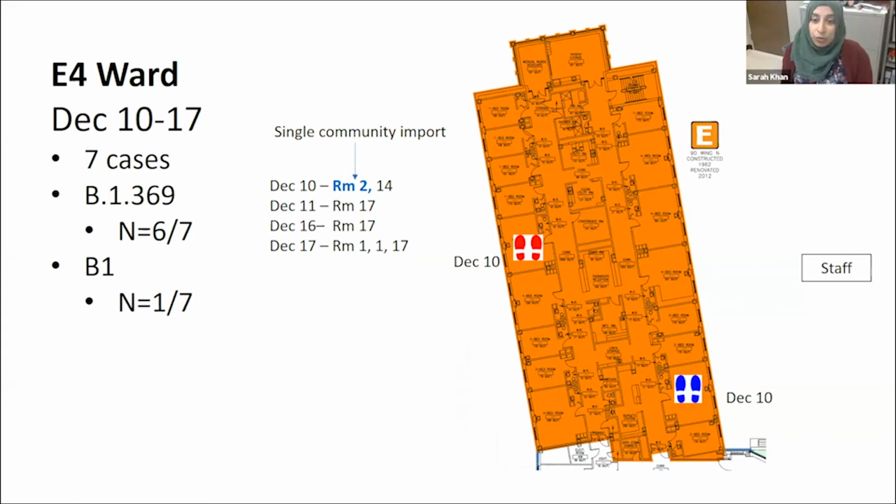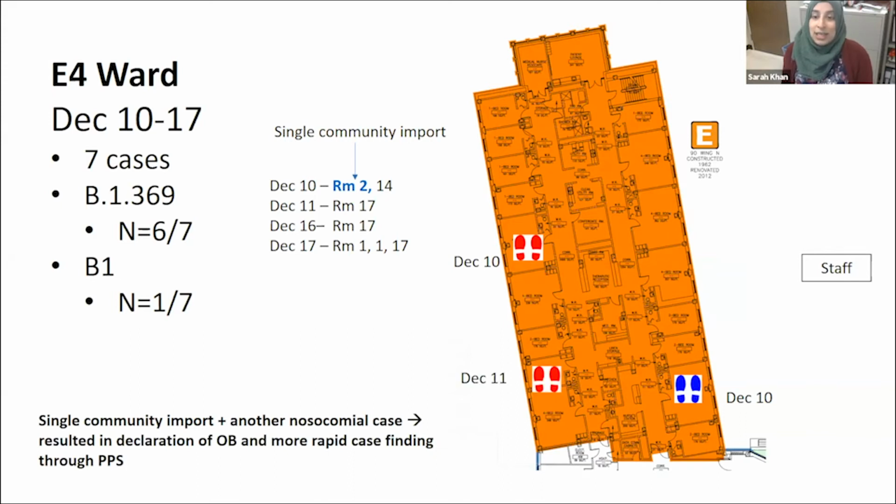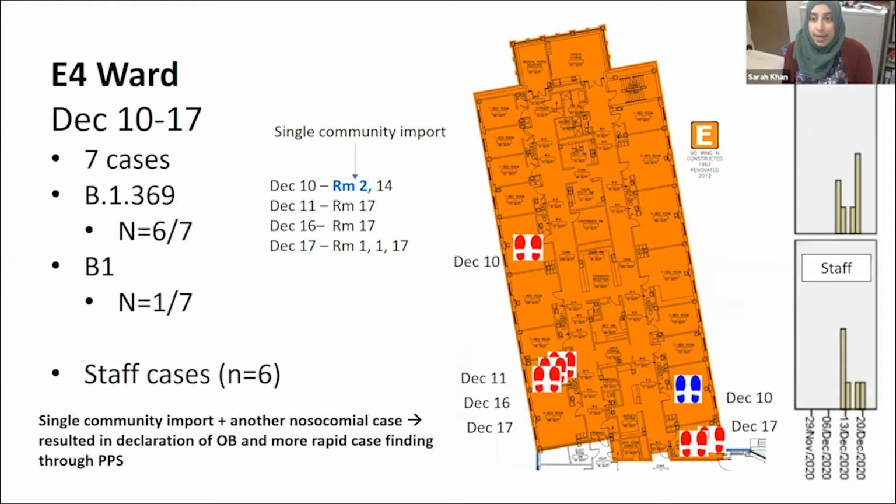But because we found 2 cases and we don't have sequencing data up front, we declare an outbreak. And that allows us likely to catch the subsequent cases faster because of the degree of active surveillance and control measures. And that may be why we were just sort of able to abort this within a week's time. And again, the staff cases mirror the patient cases here as well.